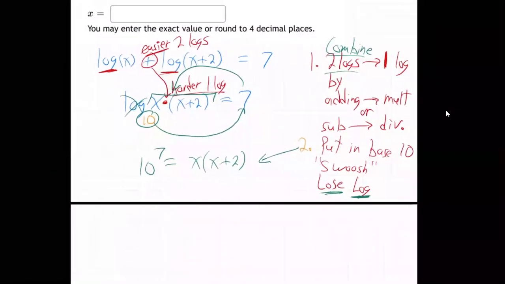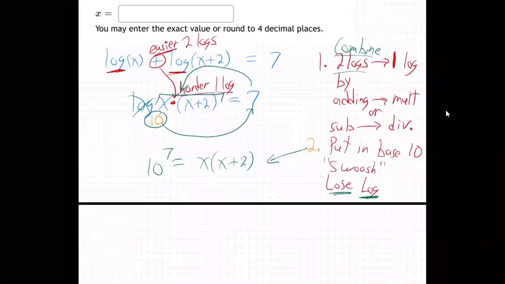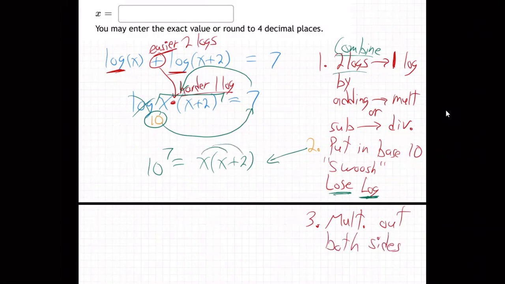Okay, let's do that. So multiply out both sides. I'm going to distribute. That would be x squared plus 2x. 10 to the 7. That's got 7 zeros. If you do it on your calculator, it's 10 million. It's a lot of zeros. It's 10 million. 10 to the 7th has 7 zeros.